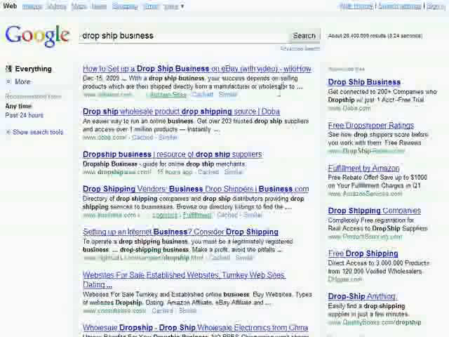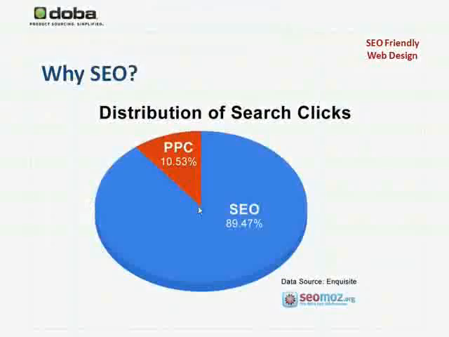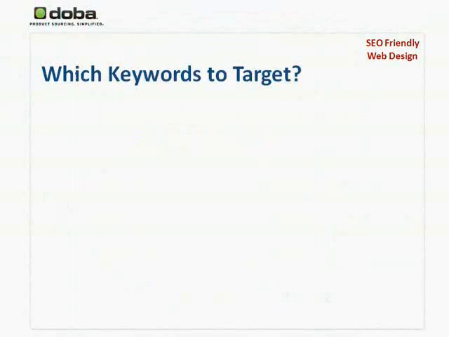So we're talking about 8 to 9 times more traffic for showing up in the natural results than for showing up in the paid results. Okay, so obvious advantage to showing up naturally. So which keywords should we target?